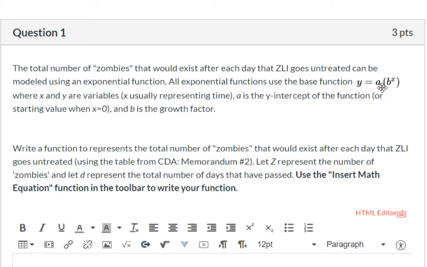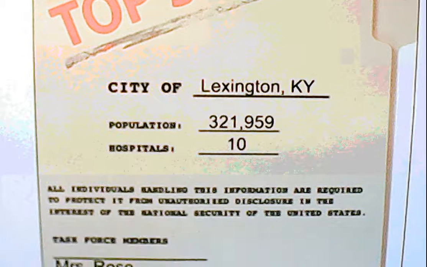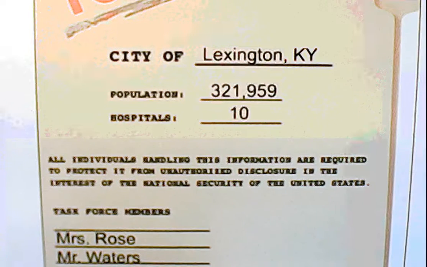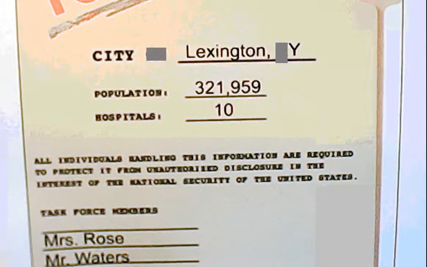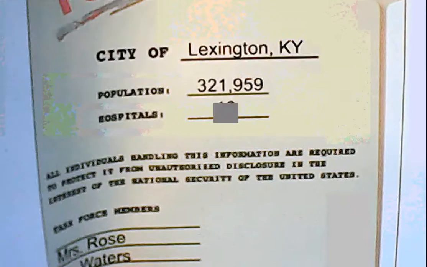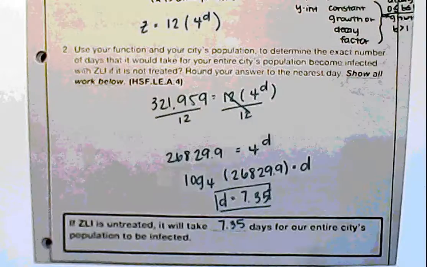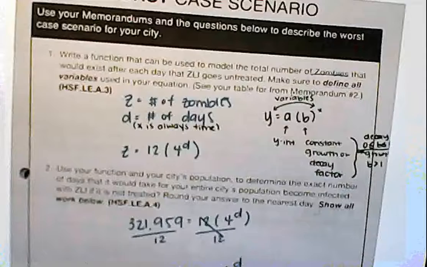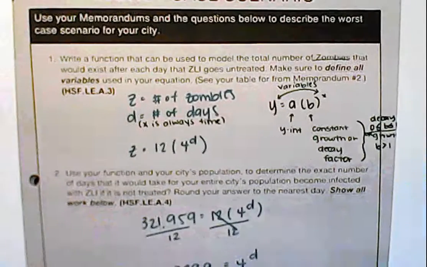All right, so we want to say for this problem, what is going to be... well, here I'm looking at the sample problem that was left on Canvas for you, done by Mrs. Rose and Mr. Waters. And so let's take a look at what they did on their worst case scenario. All right, so going to the worst case scenario problem, they have written this function for us.